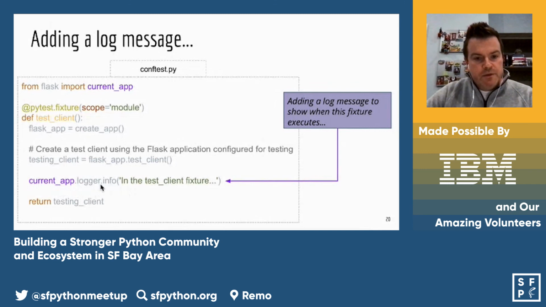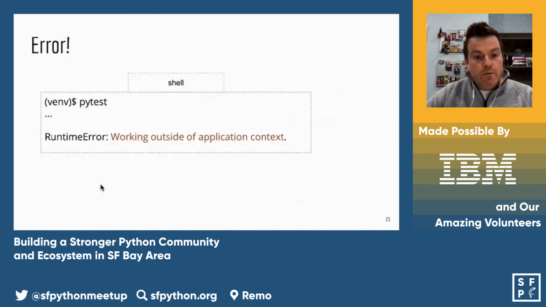But what happens if we run this? Oh, we actually get an error. The error we're getting is a runtime error, and it tells us that we're working outside of the application context. This may seem strange at first because we're using that current app proxy to point to the application context. So it seems like we're following the right steps, but something's wrong here.